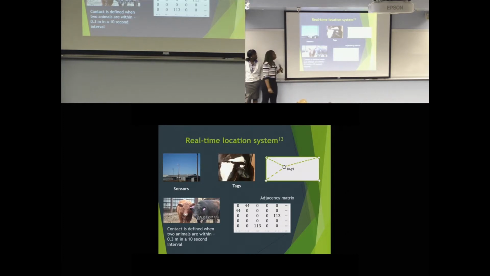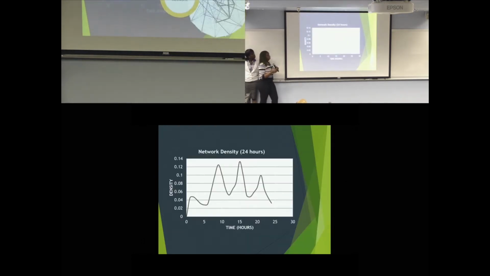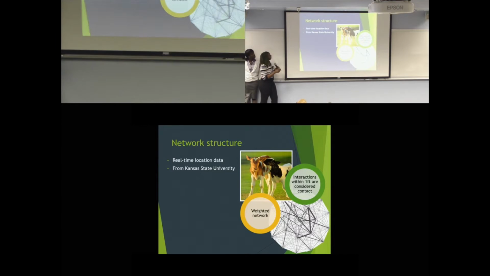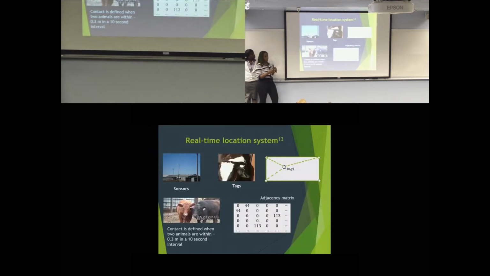In our model, we generate data from a real-time location system. This system has two main components, sensors and tags. Tags have all the information of the calves, and on this picture you can see where the sensors are located in these three sections, and then it decides whether the cow is between the X or Y coordinate.